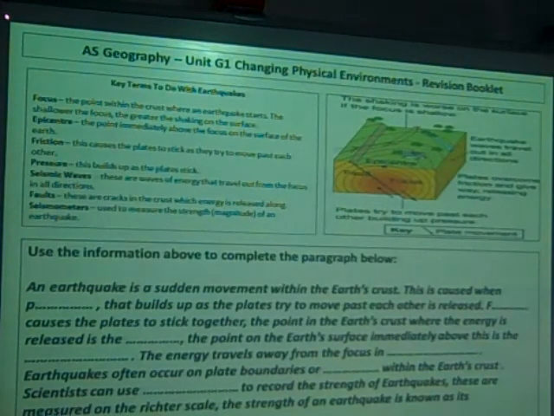Another thing which you could do is maybe work your way through this missing words task, completing the paragraph at the bottom of the page using the words at the top. This is helping you learn about earthquakes. So for example, focusing on focus, epicenter, friction, pressure, seismic waves, faults and seismometers.